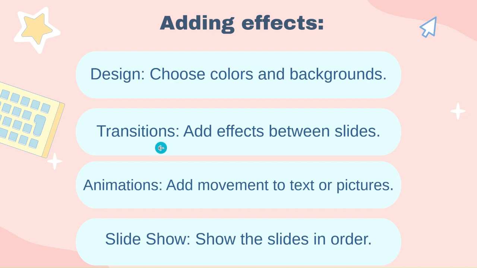Here, transitions. I use transitions to add effects between slides. Guys, focus here. Transitions are used only for effects on slides. Their effects appear on slides, just slides. Animation adds movement to text or pictures. What is the meaning of that? That means the effect of animation appears on the content, like text, picture, or video. So transitions affect slides and animation affects content.